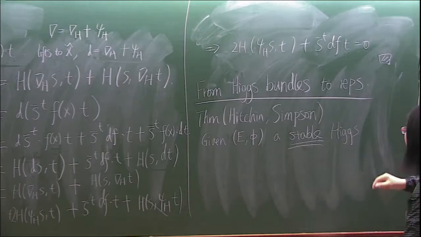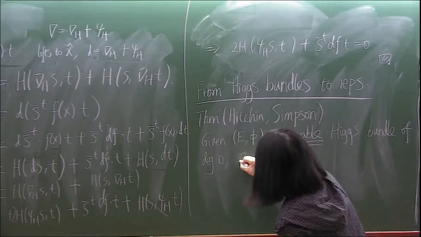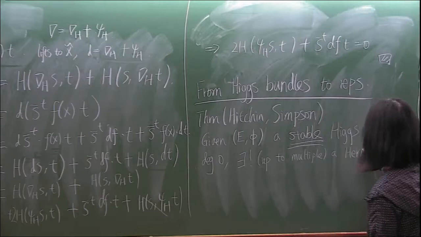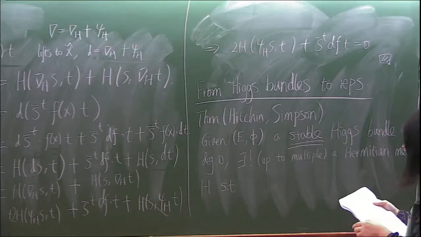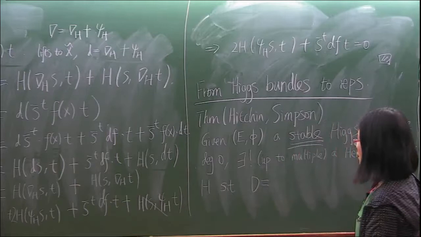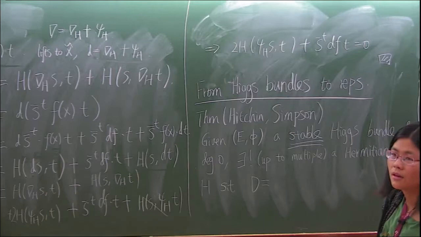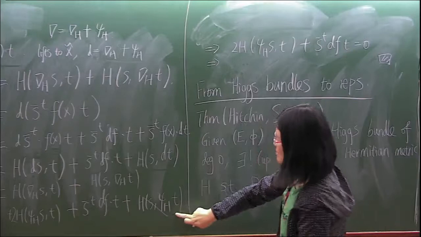We need a stability. For a stable Higgs bundle of degree 0, there exists a unique, again, this uniqueness is up to a multiple, Hermitian metric H such that we can build a connection out of this given data. To the lemma. So we go one more step. Let me use this one better. So because it's the same.